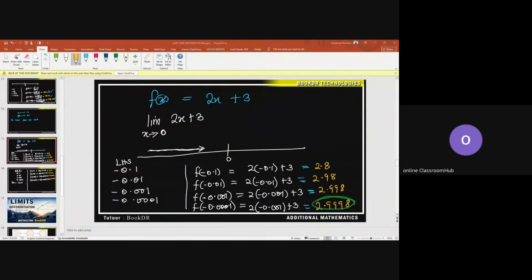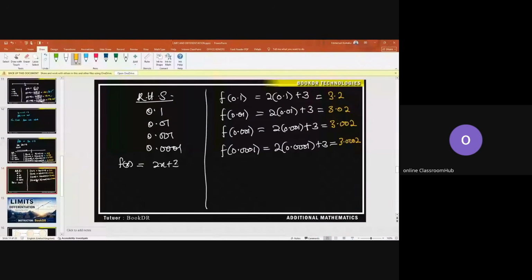Good. Now, let's look at the other side. These are the values on the left-hand side of 0. Let's look at the values on the right-hand side of 0. From 0.1, we move a little bit closer, 0.01, a little bit closer, 0.001, then closer still, 0.0001. And look at the answers that we obtain. What conclusion can you also draw here?